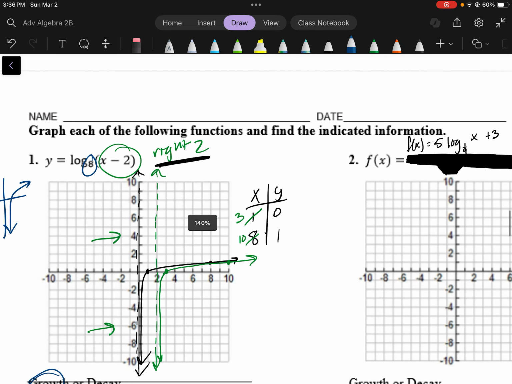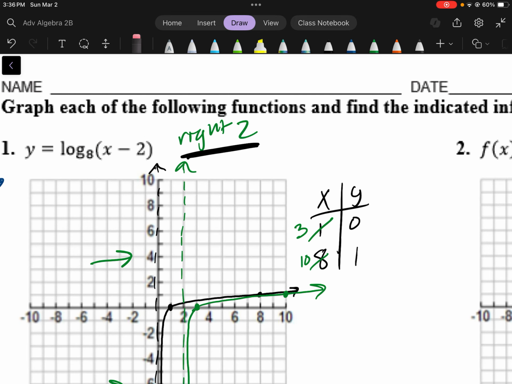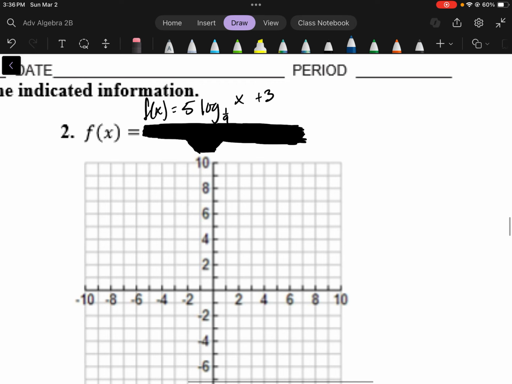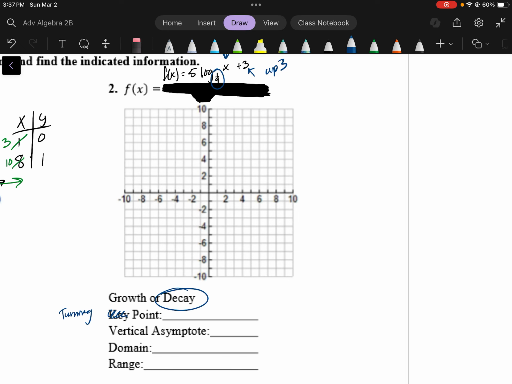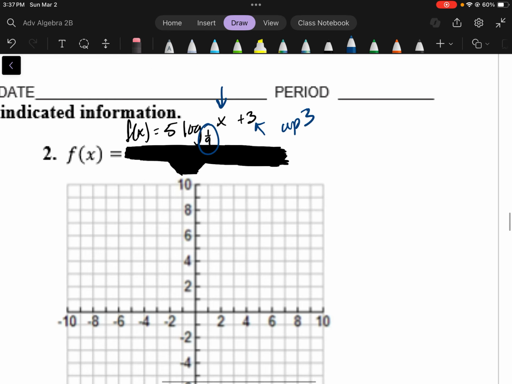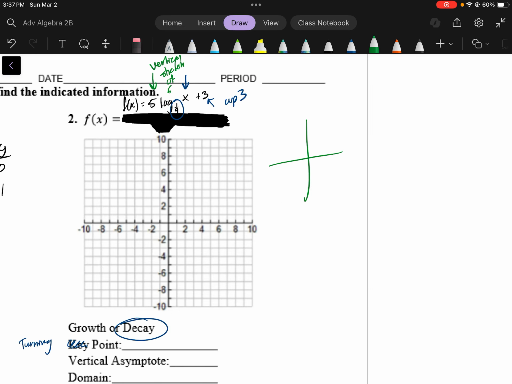So if we're comparing and contrasting number 1 versus number 2, number 1 had these really important parentheses, where number 2 does not have parentheses around this x. So this plus 3 means up 3. It's on the outside. We know the base value is 1/9, which makes this a decay problem. And then we have one more transformation with this 5 out in front, and that would be a vertical stretch of 5. Okay? So from the very beginning, we need to be thinking this is decay, and decay means we're going down, and we're going to hit that turning point and flatten out and go to the right.